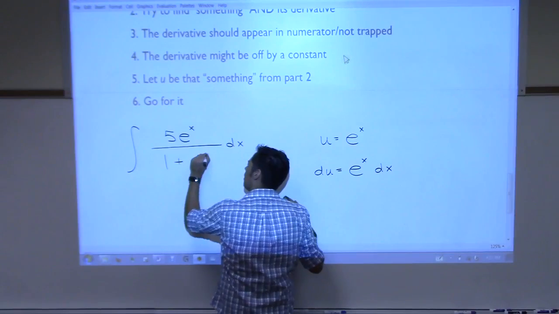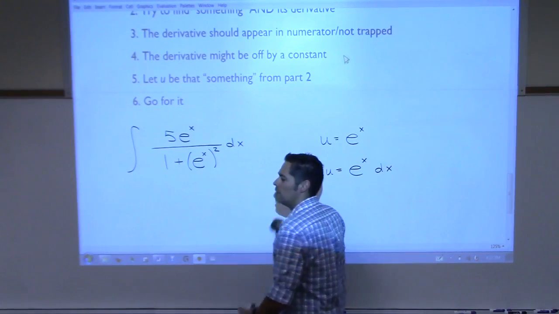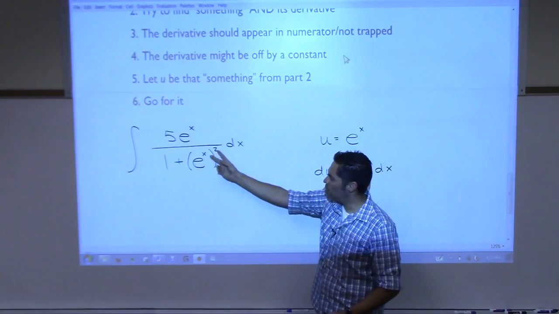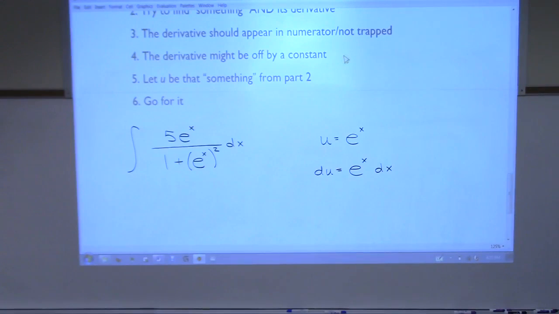Austin, take a look at this. If you rewrote this as e to the 2x is e to the x squared, because this to a power, you multiply those two, 2 times x is 2x. So that's the same problem. Now, Austin, do you see a u somewhere? And do you see its derivative? And is the derivative up top?